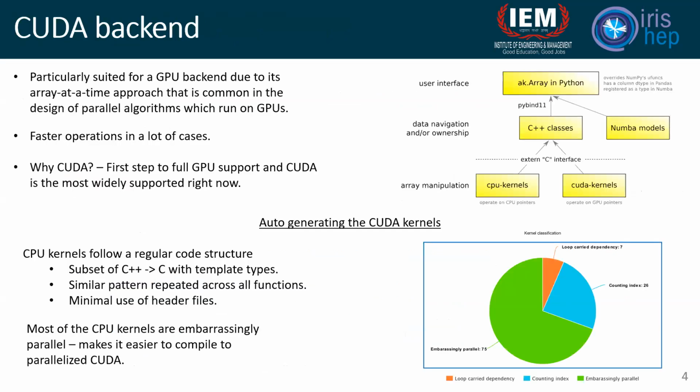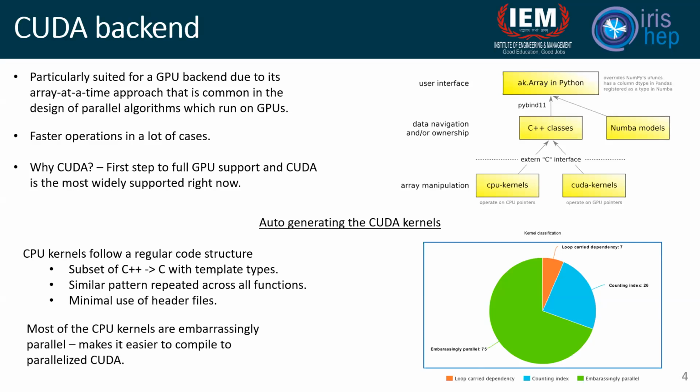So the goal of my project this summer was adding a CUDA backend to the awkward array library. The awkward array project is particularly suited for a CUDA backend because the operations really suit an array at a time approach that is common in the design of parallel algorithms that people write to be executed on GPUs. One of the main motivations of adding a GPU backend is having faster operations in a lot of cases because you can parallelize a lot of the things.